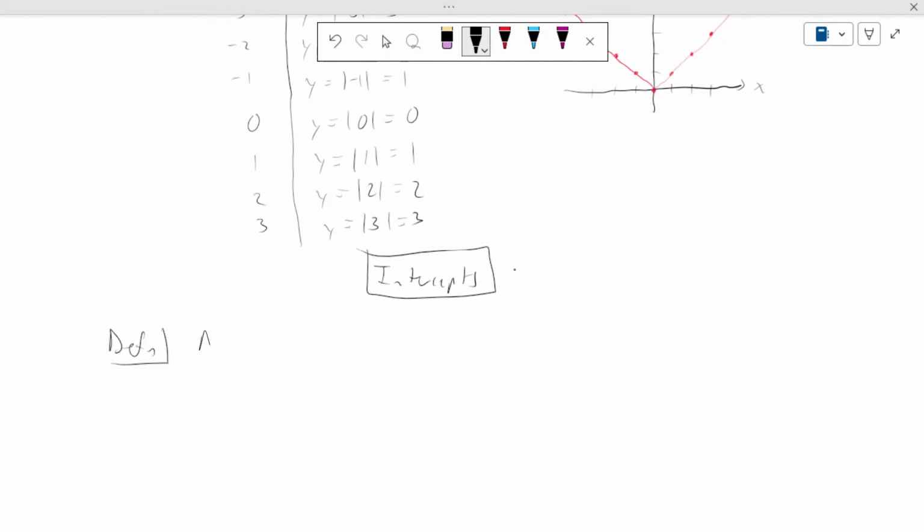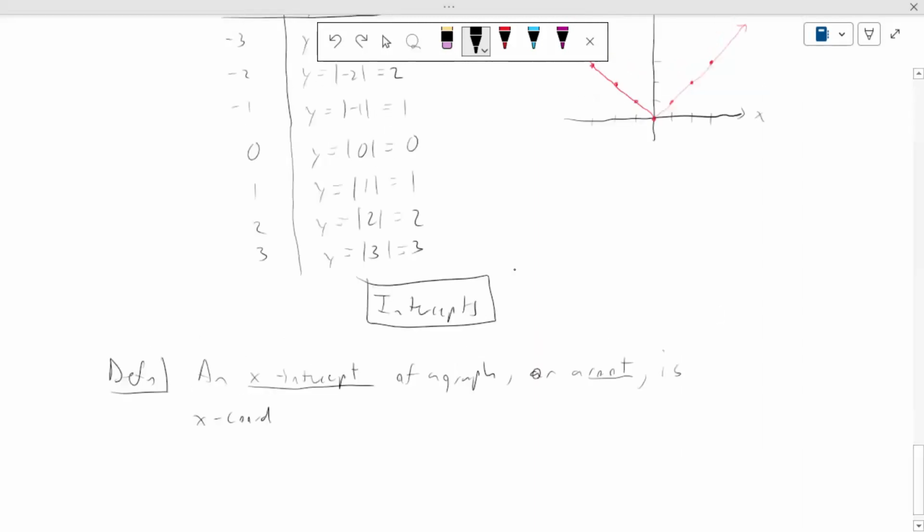Okay, so an x-intercept of a graph, which is also called a root, sometimes it's called a solution even, but I'll omit that part. An x-intercept of a graph, or a root, if you want to call it that, is the x-coordinate. Oh, I guess I should say a. I don't know all these shortcuts, I guess.